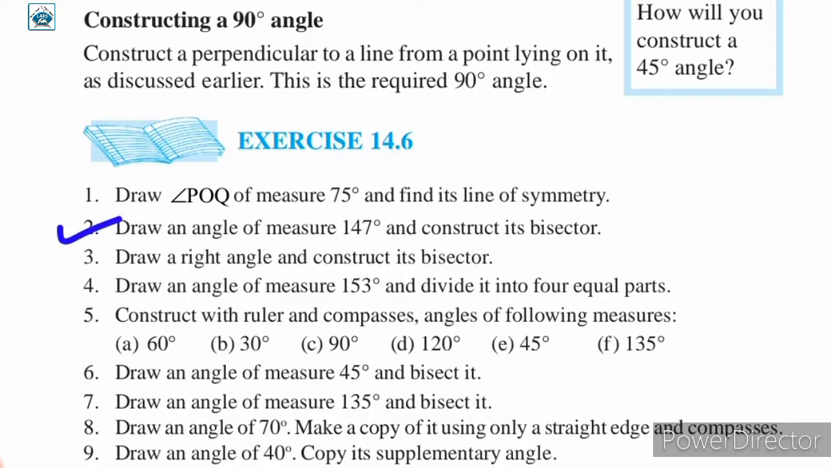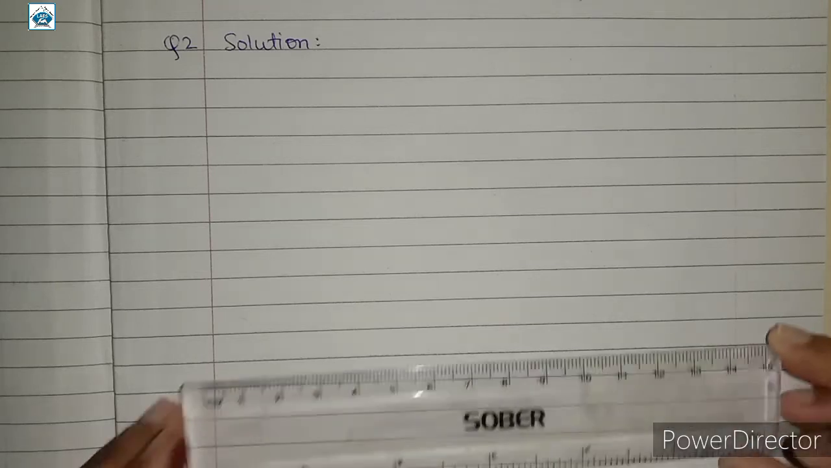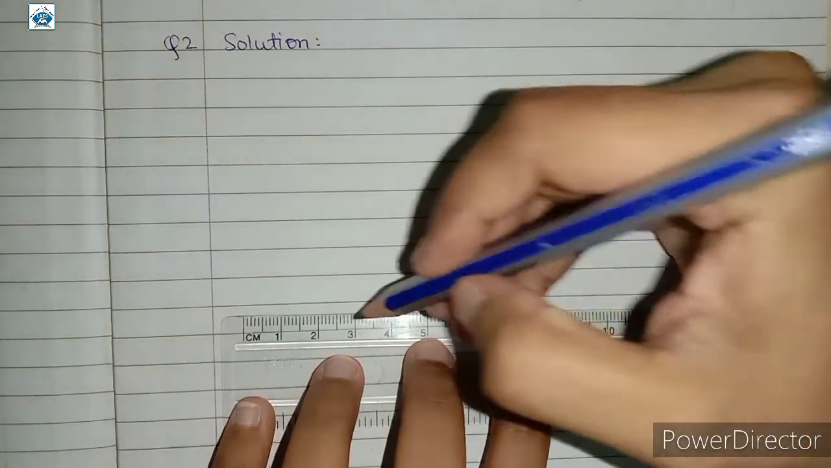Question number 2. Draw an angle of measure 147 degree and construct its bisector. Question number 2 is similar to question number 1. In this case, you need to draw an angle of measure 147 degree with the help of a protractor and construct its bisector. So in this question, first of all, let us construct an angle that measures 147 degrees.